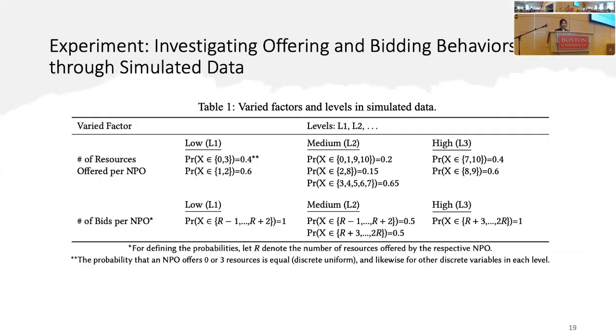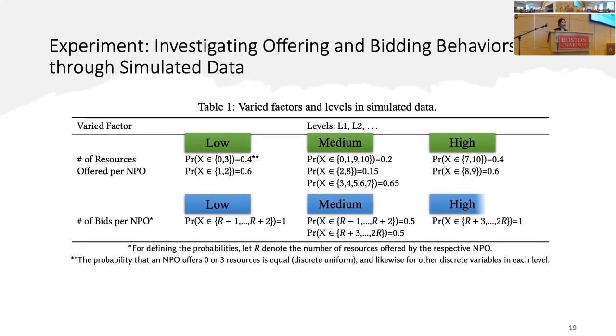Finally, through experiments with simulated data, we investigate how various offering and bidding behaviors affect the SWAP markets. Applying discrete probability distributions, we vary the number of resources offered per nonprofit from a conservative, cautious level to a more generous level, and also explore the number of bids per nonprofit from low to high.